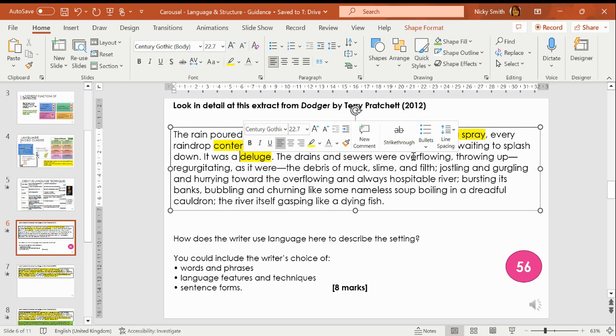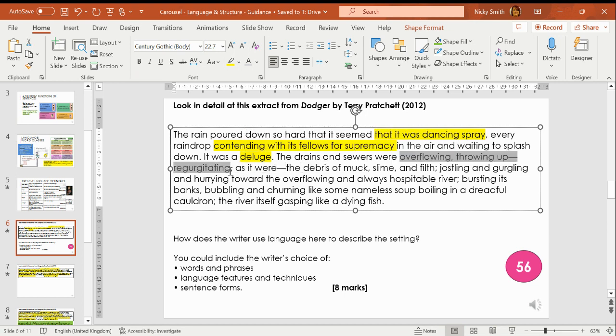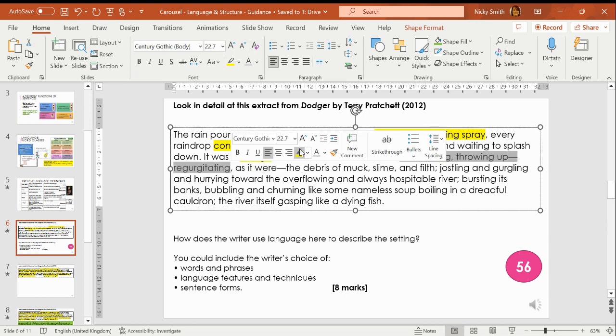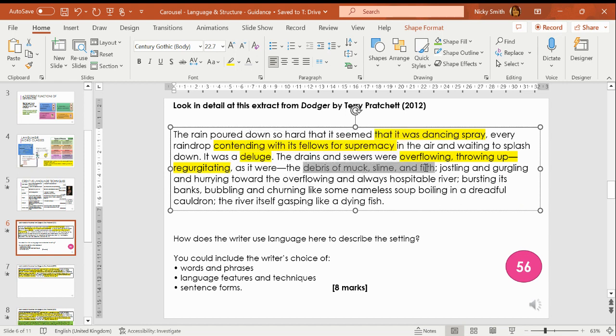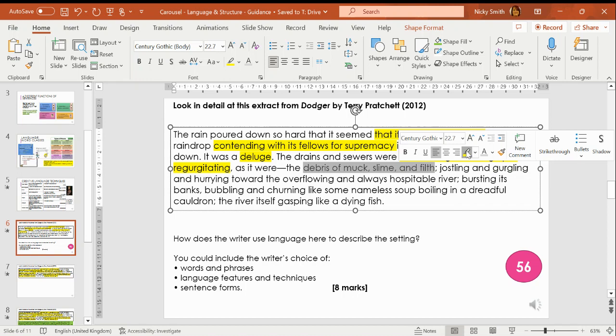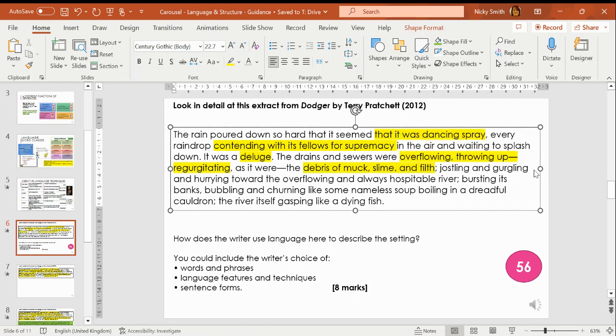"The drains and sewers were overflowing, throwing up, regurgitating." That is a really disgusting description. So because it makes me think, it's worth looking at. Then, "debris of muck, slime and filth." Does not sound nice at all. "Jostling and gurgling and hurrying toward the overflowing and always hospitable river, bursting its banks, bubbling and churning."